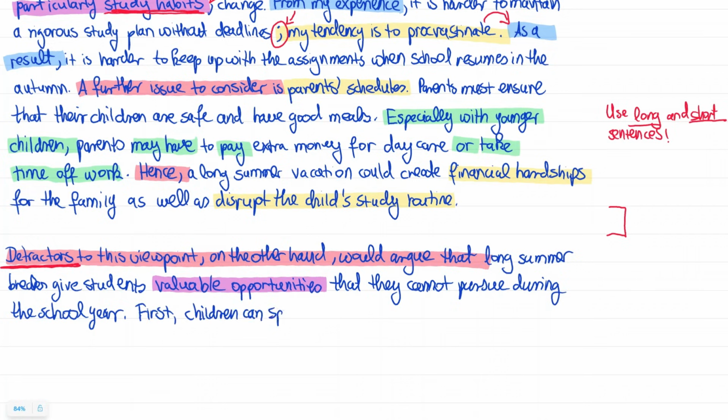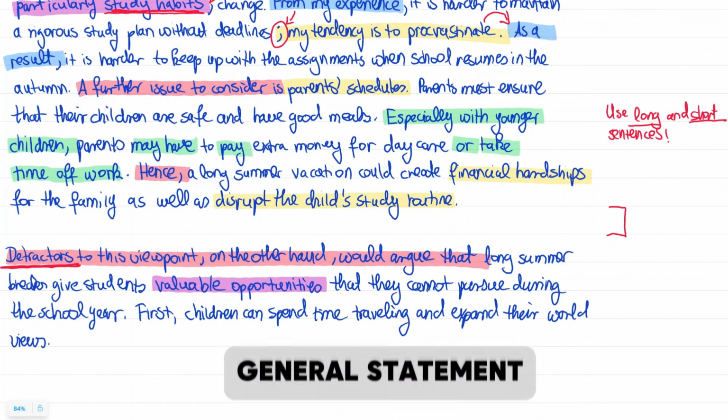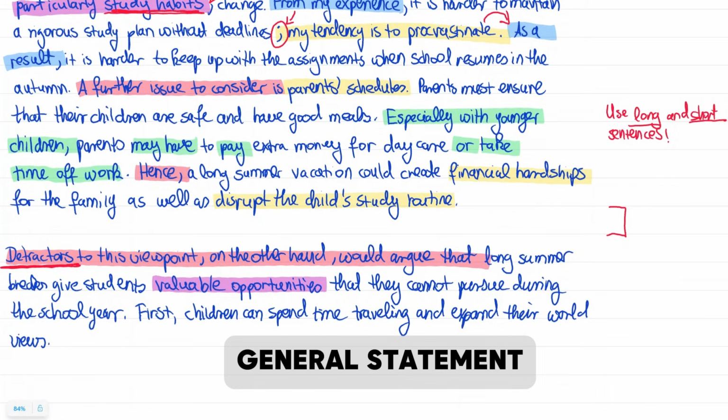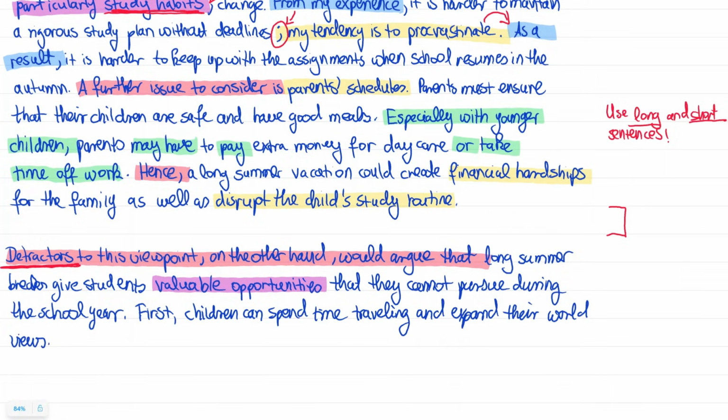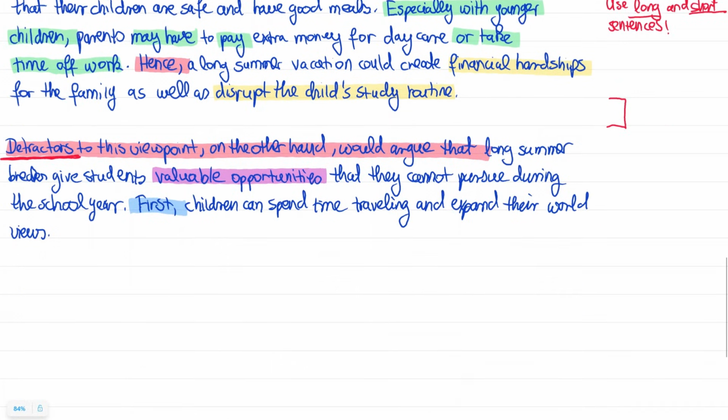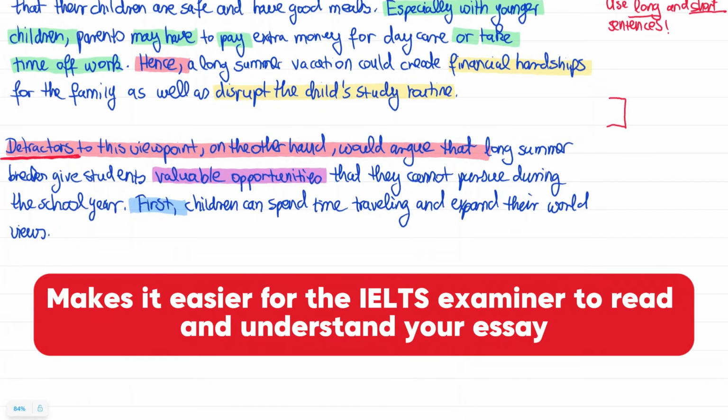First, children can spend time traveling and expand their worldviews. This is a general statement, so we need to give an example. Do you notice I always start with a general statement followed by details? That's a really solid essay structure to use in the IELTS. It makes it easier for the IELTS examiner to read and understand your essay.